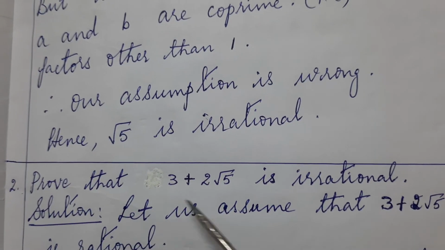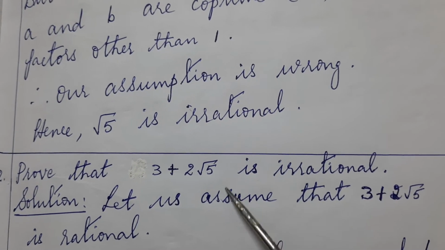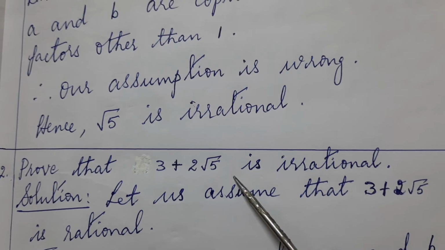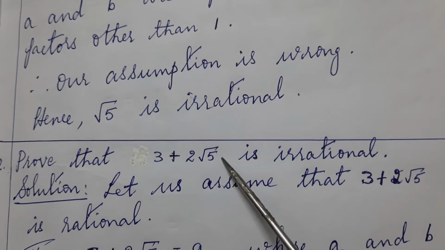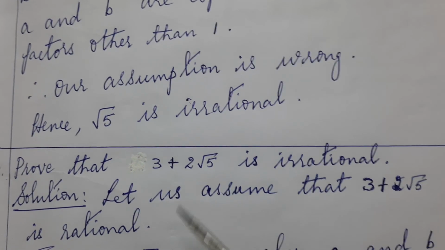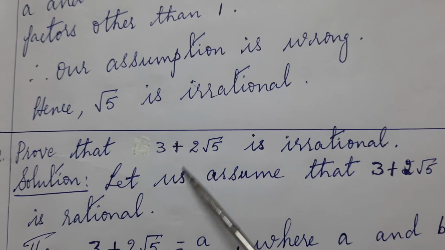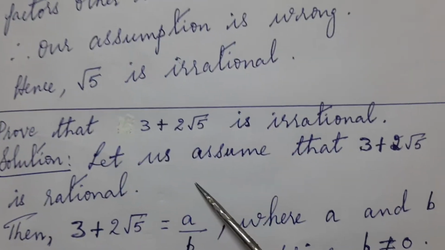The next question is: prove that 3 plus 2 root 5 is irrational. I have told you, if this type of sum comes in a 4-mark question, we have to prove root 5 is irrational by this method. Or if it comes in 2-mark and 3-mark questions, we need not use that method. We can just prove it as we have done now.